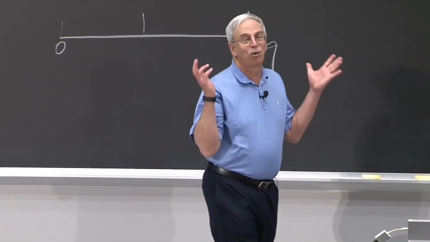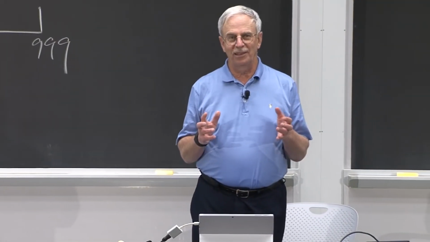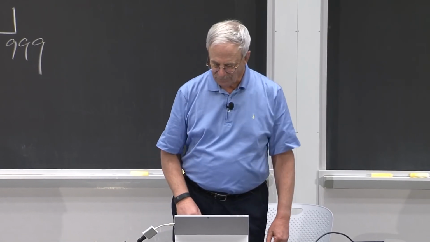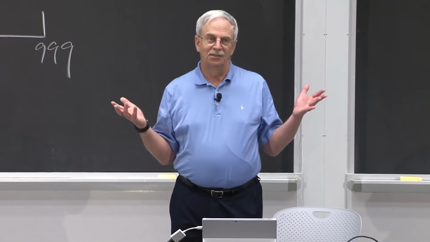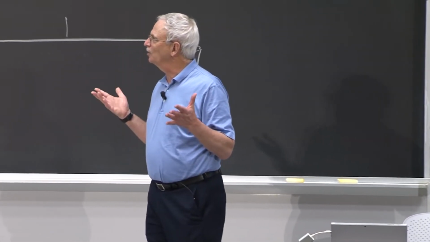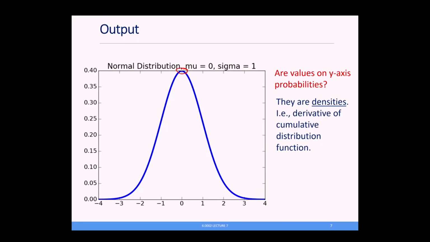So we know we don't have probabilities in the range 40. So if these aren't probabilities, what are they? What are the y values? Well, not too surprising, since I claimed this was a probability density function. They're densities. Well, what's a density? I'll say it, and then I'll try and explain it. It's a derivative of the cumulative distribution function.